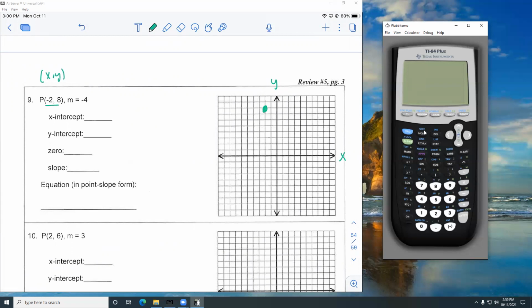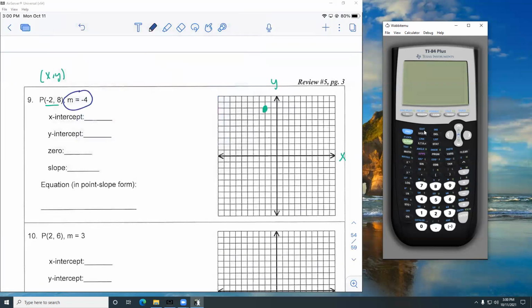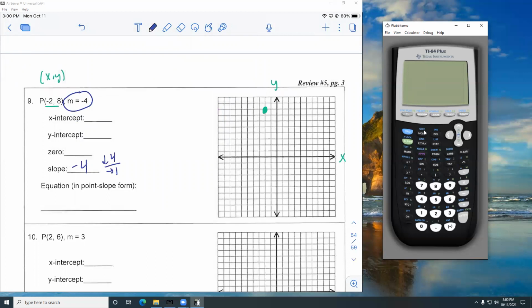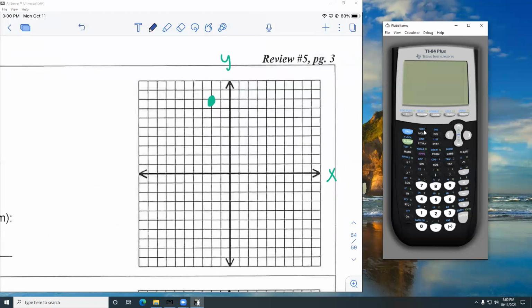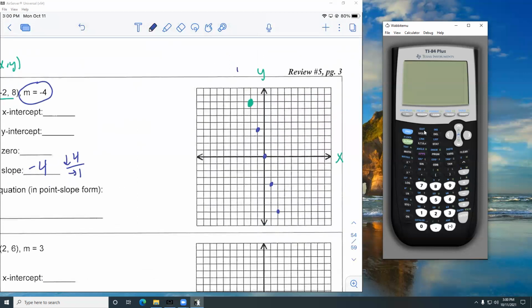Now, remember, M, guys, M is my slope. I know it's weird, but M is slope. So my slope is -4. I'm going to go ahead and write that down. So that means I go down 4, right 1 each time. So starting at my point, I'm going to go down 4, right 1, down 4, right 1, down 4, right 1. All right, and that's pretty much all I can do. So now I'm going to draw in my line, and I am good to go.